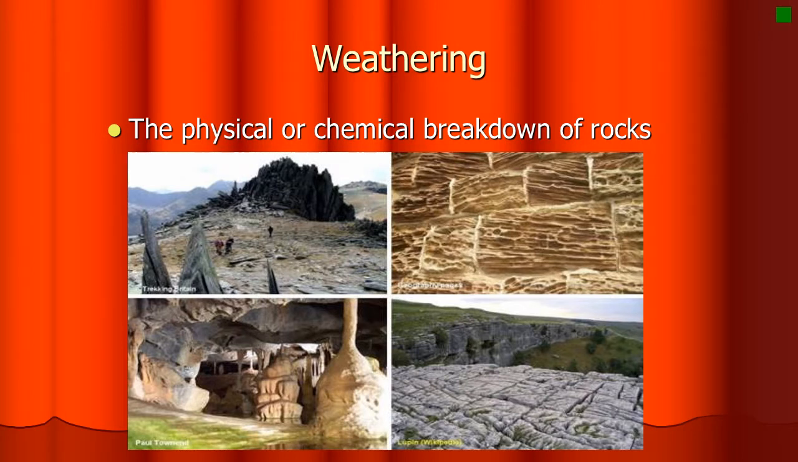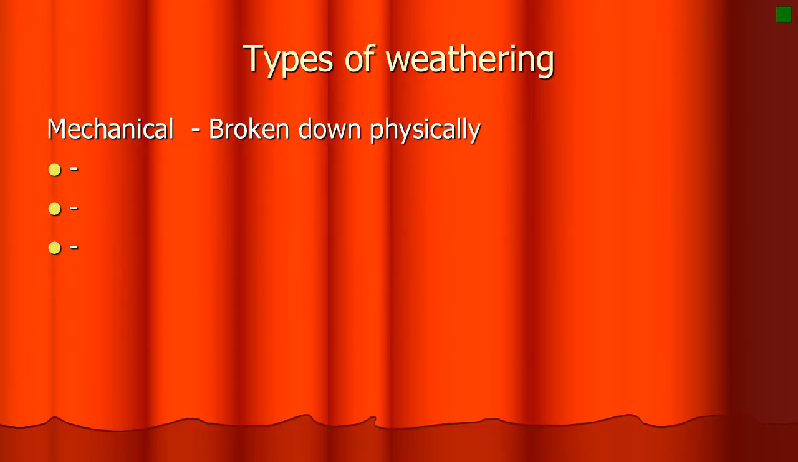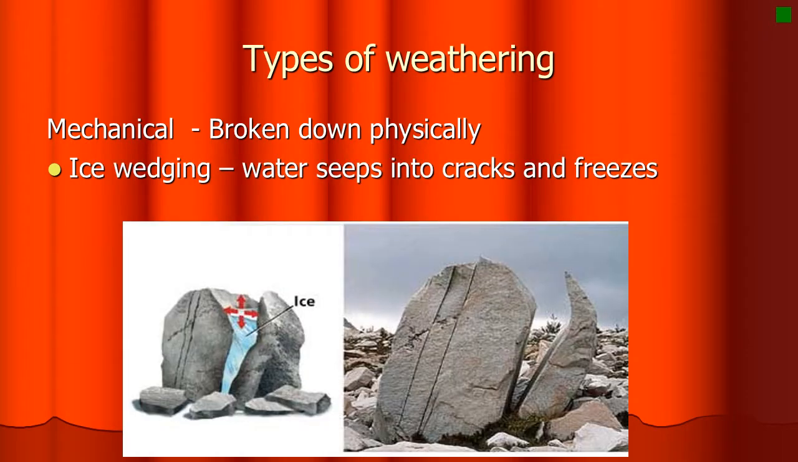So everything we've been talking about here falls under the category of what we call weathering. And weathering is the physical or chemical breakdown of rocks into smaller pieces. There are a few different types of weathering. So let's go over those. There is mechanical weathering, and that means that it is broken down physically. Think like taking a hammer and smashing a rock, okay? Pretty simple.